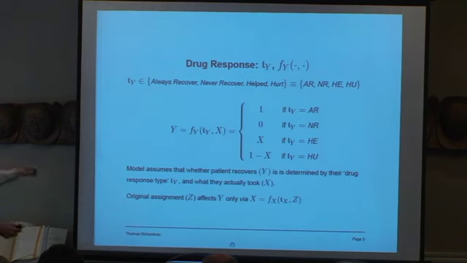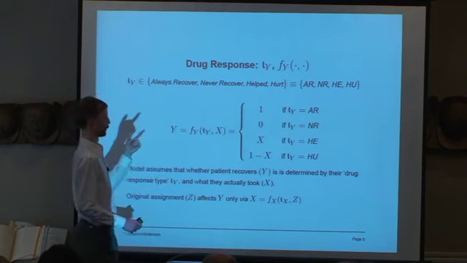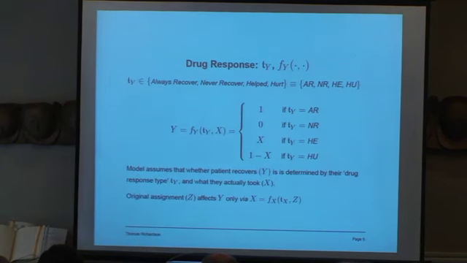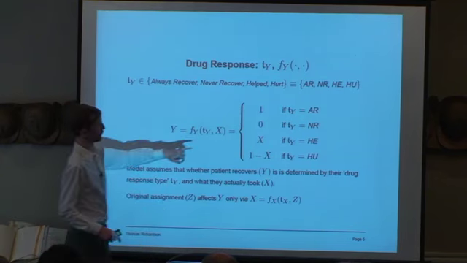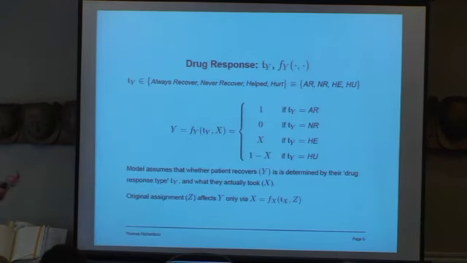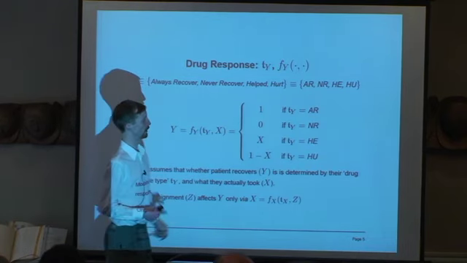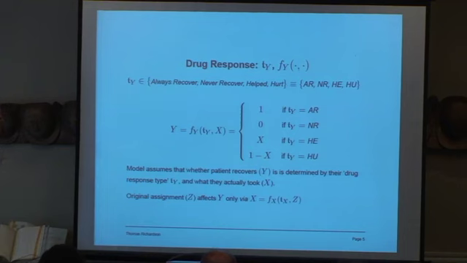Okay? Similarly, we have names for Y. Someone who takes value 1 regardless of their X value is an always recover. 0 is never recover. Someone who recovers if they have X equals 1 and dies if they get X equals 0, we say is helped, and the opposite is hurt.